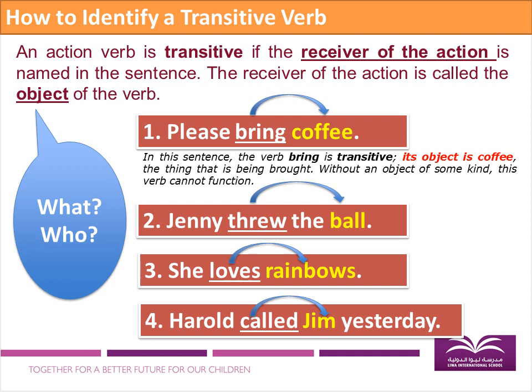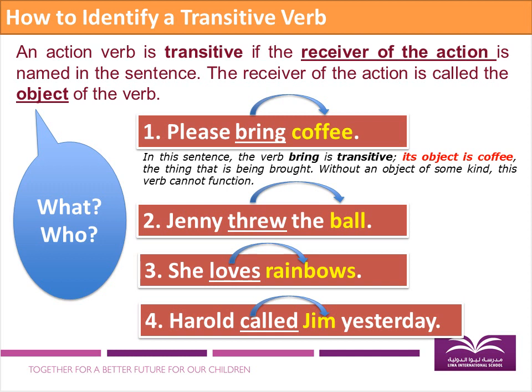In identifying the object of the verb, you are going to ask two questions. These are the questions that you're going to ask. The first one is what, and the second one is who. Now let us practice asking these questions to identify the object of the verb.